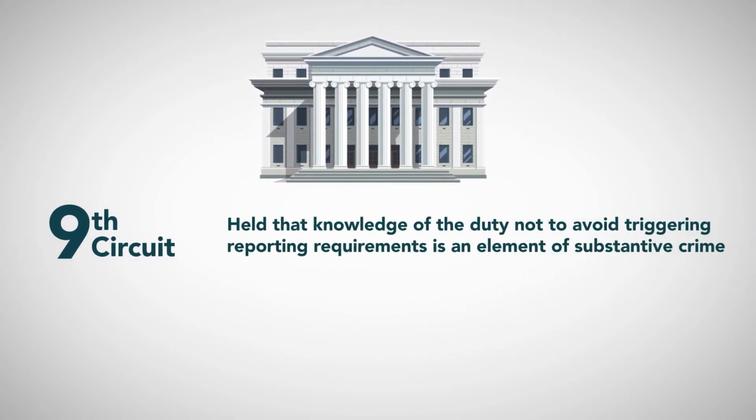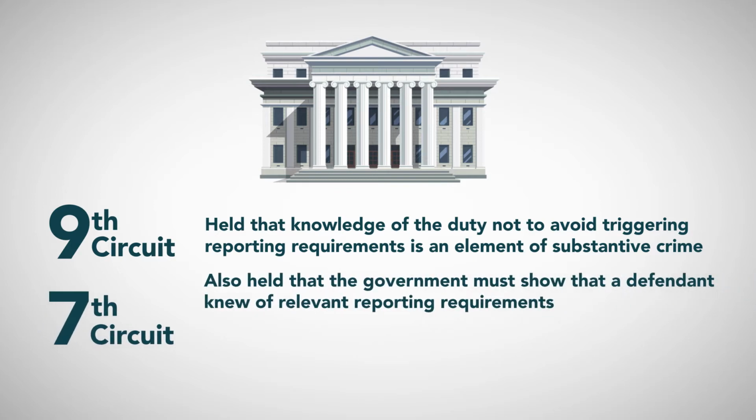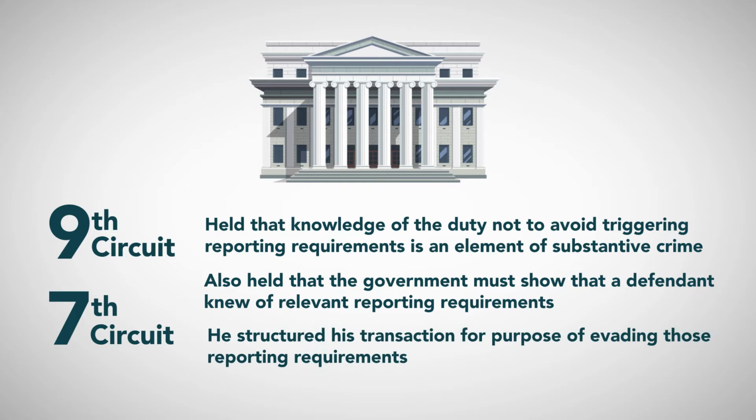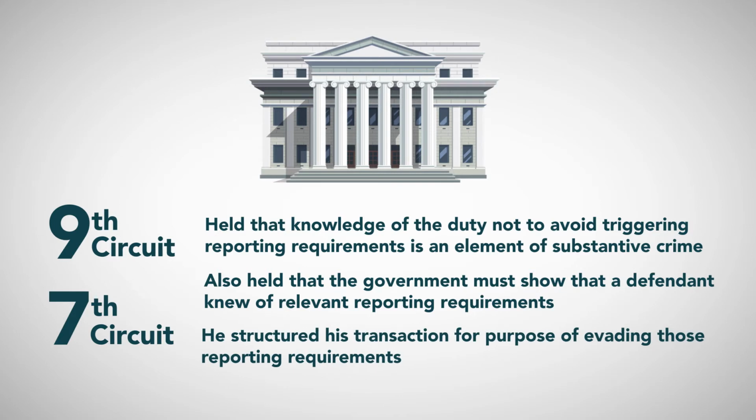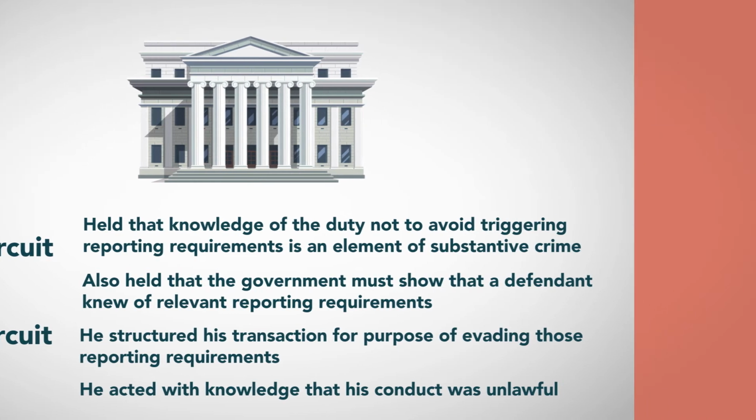The 9th Circuit held that knowledge of the duty not to avoid triggering reporting requirements is an element of the substantive crime. The 7th Circuit has also held that the government must show that the defendant knew of the relevant reporting requirements, that he structured his transactions for the purpose of evading those reporting requirements, and that he acted with the knowledge that his conduct was unlawful. A pattern of structuring tactics is sufficient to show intent.